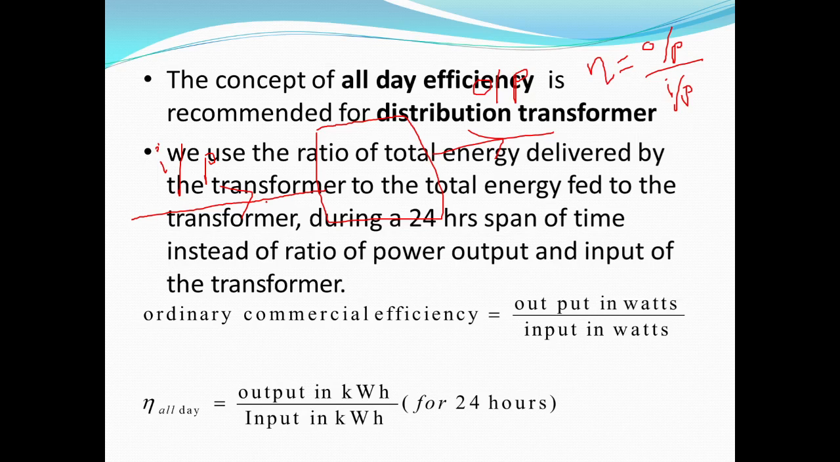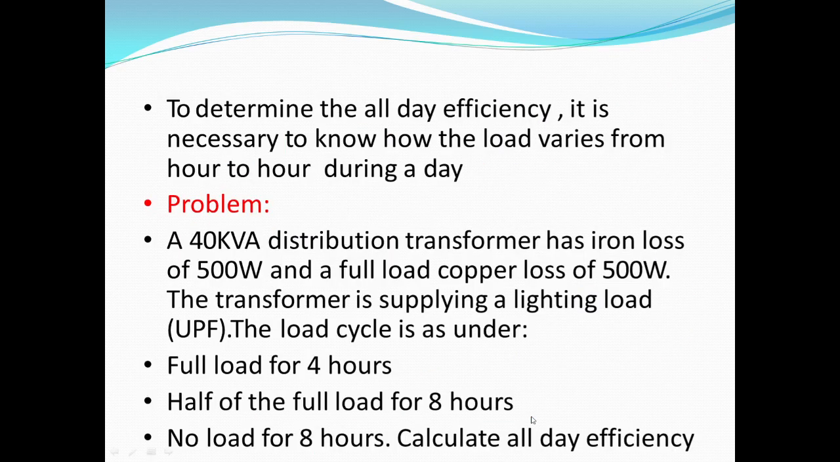Normally, the conventional transformer efficiency we determine with the formula output power in watts upon input power in watts. Whereas the all day efficiency is determined with output energy in kilowatt hours upon input energy in kilowatt hours for the 24 hours. To determine the all day efficiency, it is necessary to know how the load varies from hour to hour over the entire day.